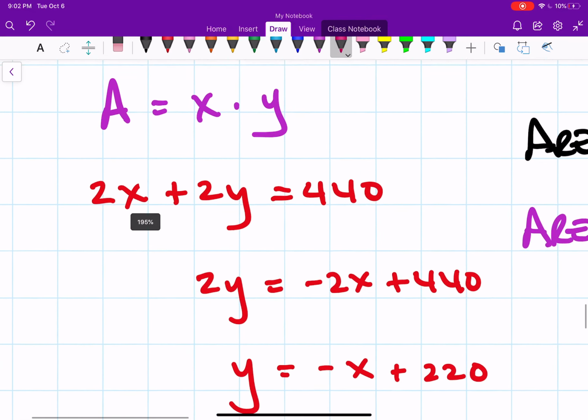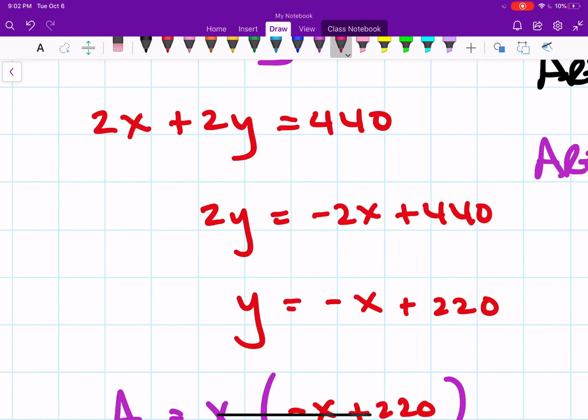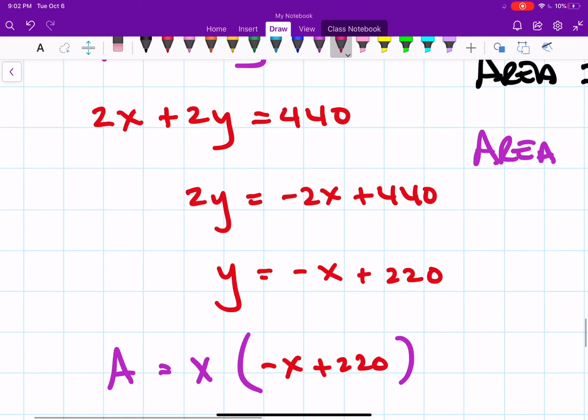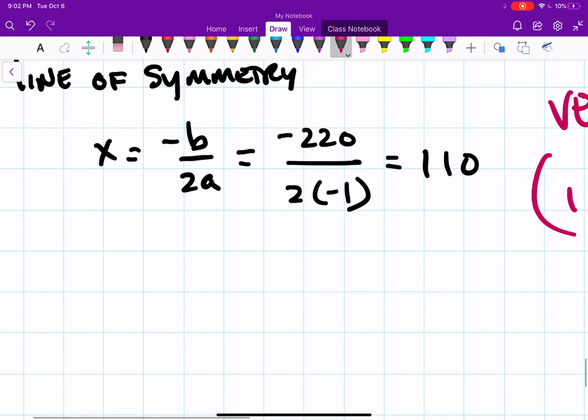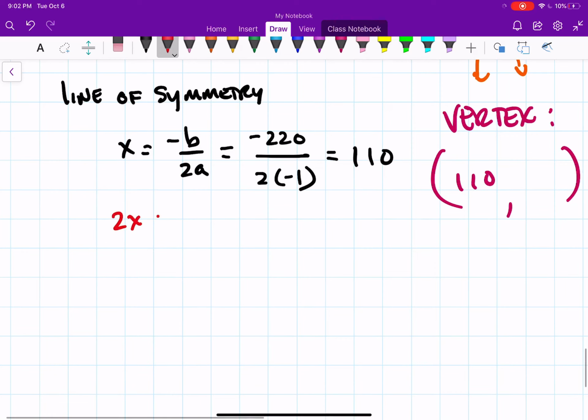I gotta plug into one of these equations, right? If I plug it into the purple equation, am I gonna get a y value? No, because there's an a right there. I don't know the area. But if I plug into the second equation, I could, right? So 2x plus 2y equals 440. All right, so let's plug it into 2x plus 2y equals 440.